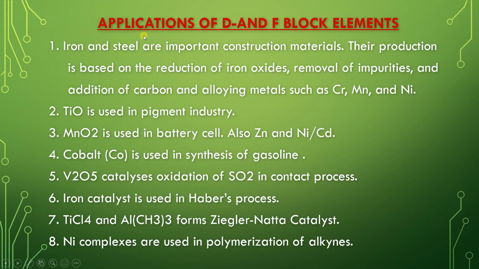So next, some applications of D and F block elements. Number one, iron and steel are important construction materials. Their production is based on the reduction of iron oxides, removal of impurities, and addition of carbon and alloying metals such as chromium, manganese, and nickel. Titanium oxide is used in pigment industry. Manganese oxide is used in battery cell.